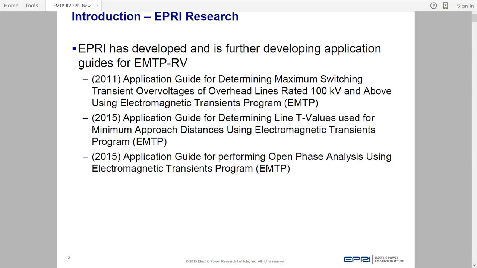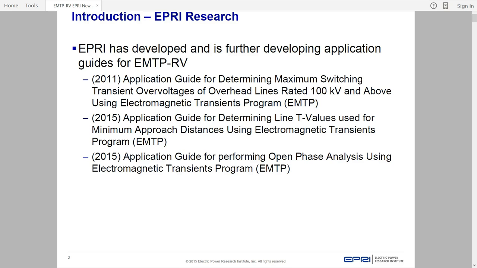I saw Orlatos has a presentation on that, so I wish I could see what they have. I have a plane to catch, but that's using EMTP to do some of these studies to find out what the T values are because of the new OSHA rule change that Latos, I'm sure, will get into.